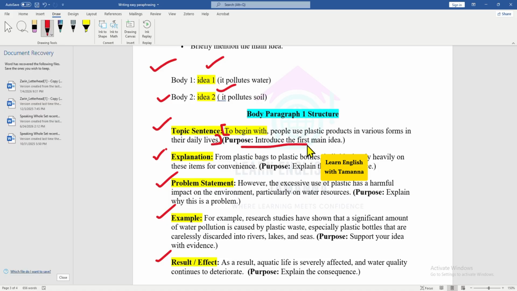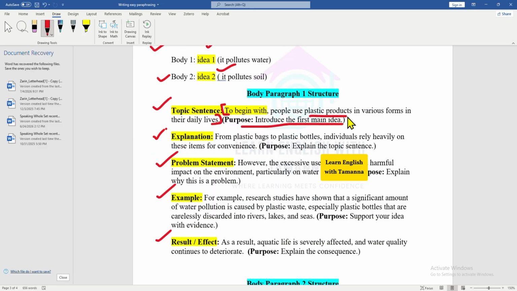As you can see, here I tried to introduce the first main idea, like how these plastic products are playing roles in our daily lives. These are used in various forms. Next, I explain this particular line a bit, saying that from plastic bags to plastic bottles, individuals rely heavily on these items for convenience. I basically tried to explain the topic sentence.